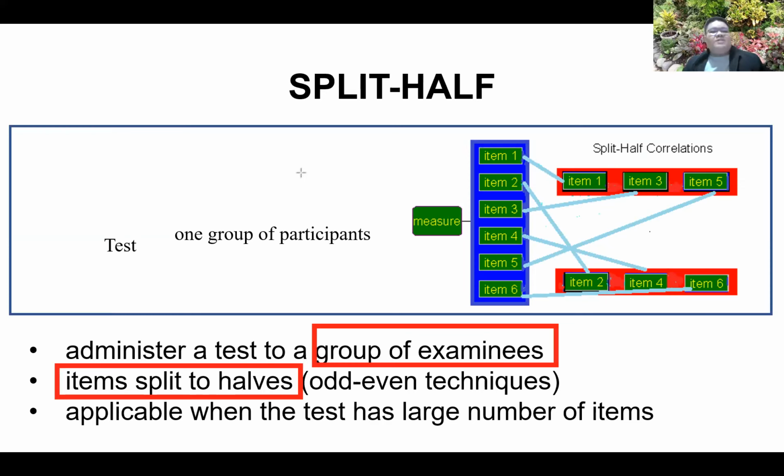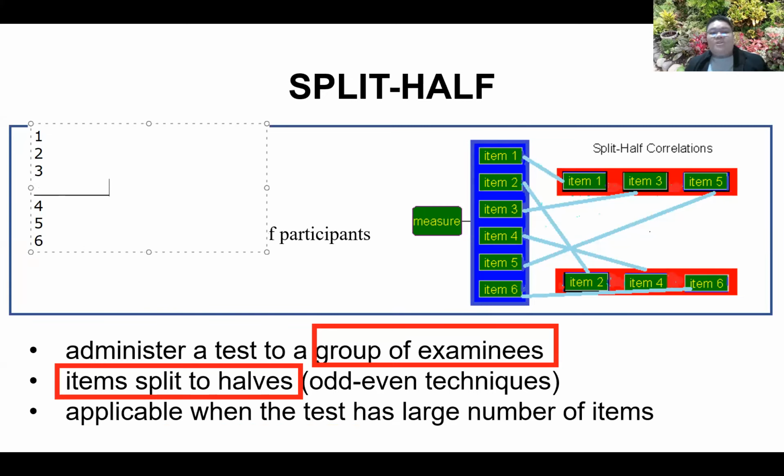Now, there are different ways of doing the splitting of the items into halves. So class, for example, 6-item exam tayo. Pwede ko siyang hatiin class na 1, 2, 3, and then the other one is 4, 5, 6. Okay, so the first half is 1, 2, 3, and then the second half is 4, 5, and 6.